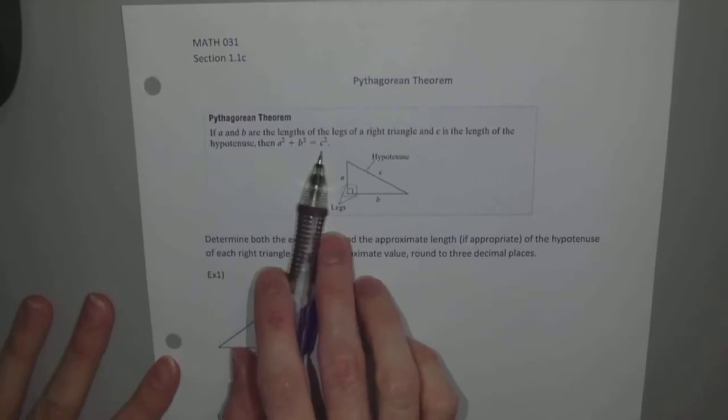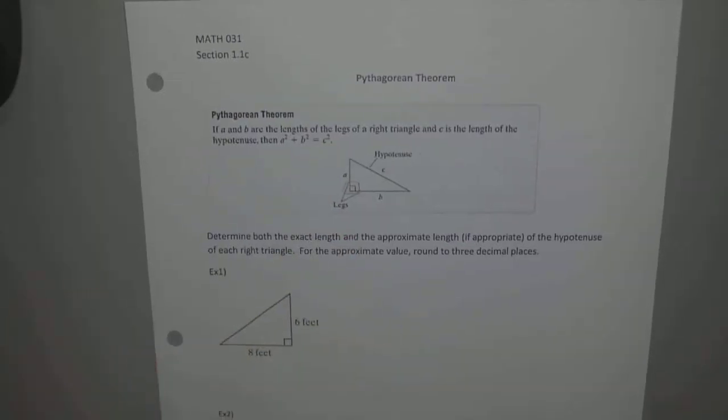So he was a Greek a long time ago. It's crazy to think, did he know when he found this theorem that it was going to last thousands of years? You know, it's kind of neat to think that way.